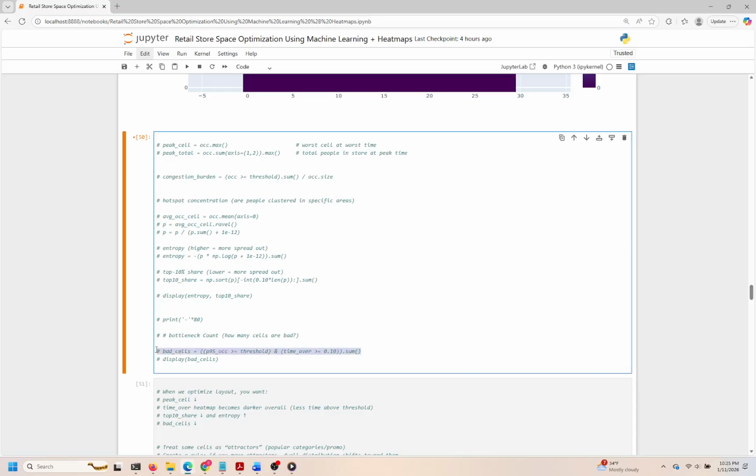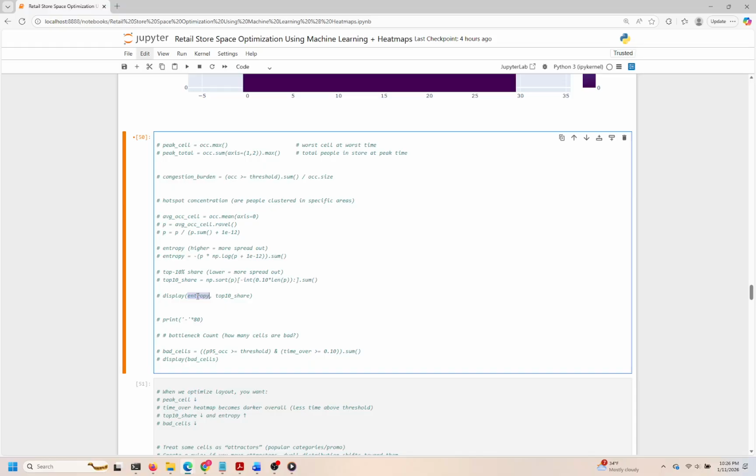Next, we examine the average occupancy across all cells, transforming that data into a probability distribution. This leads us to the computation of entropy, which informs us about the spatial distribution of people. A higher entropy value indicates that people are spread out more evenly, while a lower value suggests clustering.